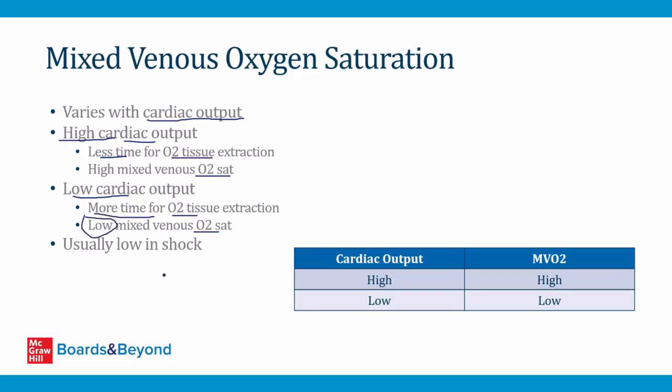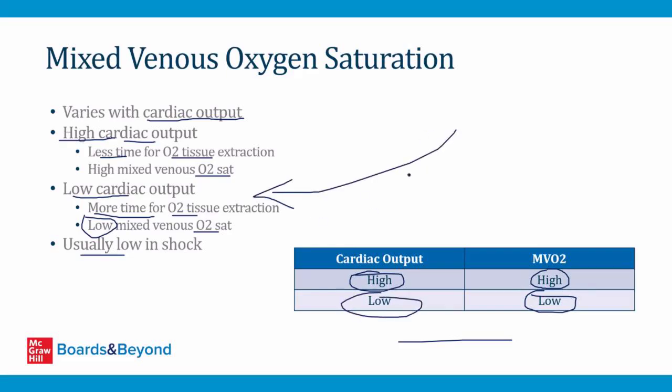And in most forms of shock, the mixed venous oxygen saturation is low. We'll talk more about this later. But this table, which I've shown on the bottom of the slide here, is very important for you to understand. Anytime they tell you that the mixed venous oxygen saturation is high, they're trying to tell you the cardiac output is high. Conversely, if the mixed venous saturation is low, they're trying to tell you the cardiac output is low. And that's for the reasons I just explained here.